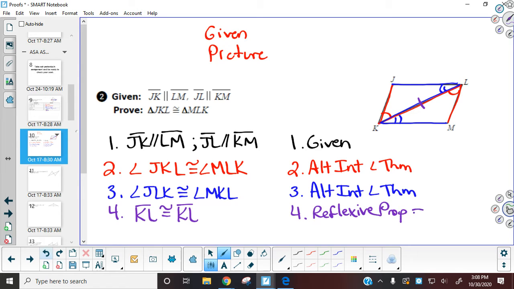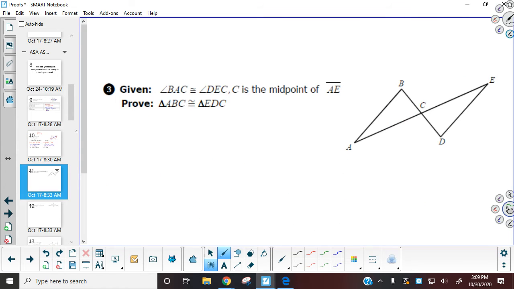Okay, so we see that shared side again. And now if we look at our picture, again, we've got the angle, and the side in between. So we can say using angle side angle that our two triangles that we're trying to prove, JKL, is congruent to triangle MLK. And we're done. Again, we know we are done when we get to whatever it is we are trying to prove. Okay? All right, let's move on to the next one.